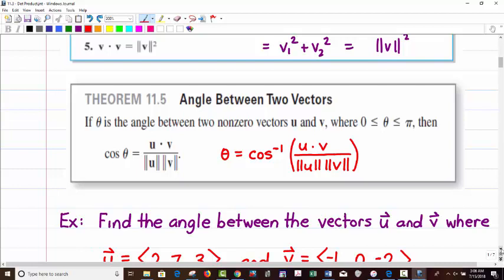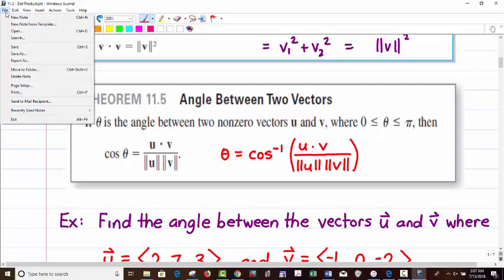Finding the angle between two vectors. If theta is the angle between two non-zero vectors u and v, and theta is between 0 and pi, so it's always measuring the closest distance. In other words, automatically, this formula will do that.